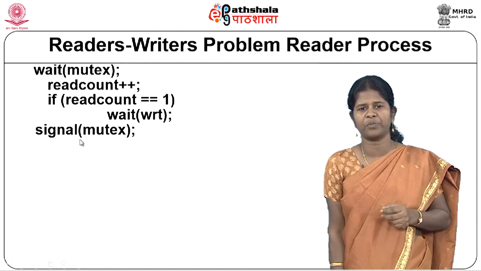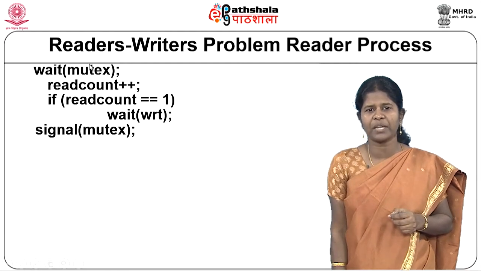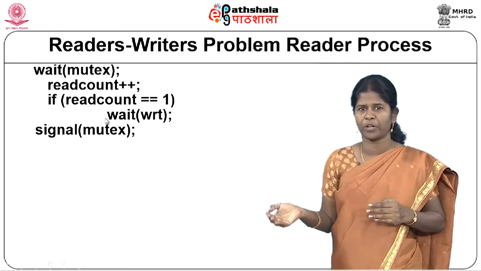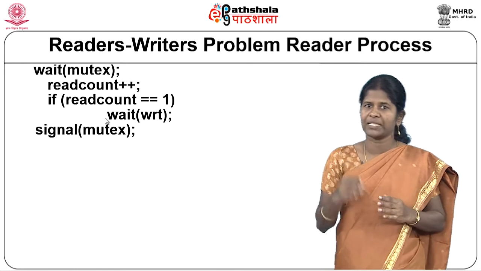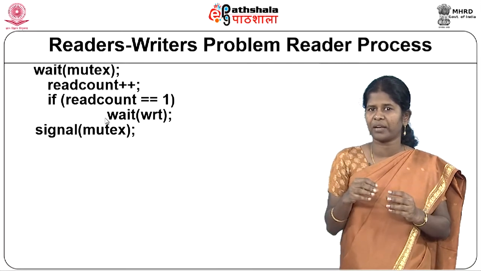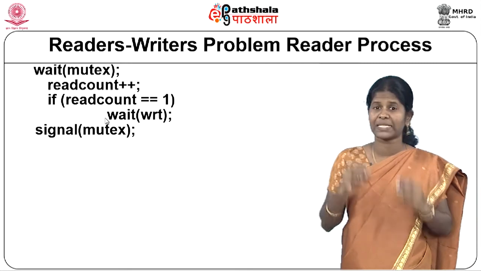And then it signals mutex. You have the semaphore mutex because read count is a variable which can be accessed by many reader processes. The same variable is accessed by many reader processes, but you do not want many of them to access the read count variable at the same time.